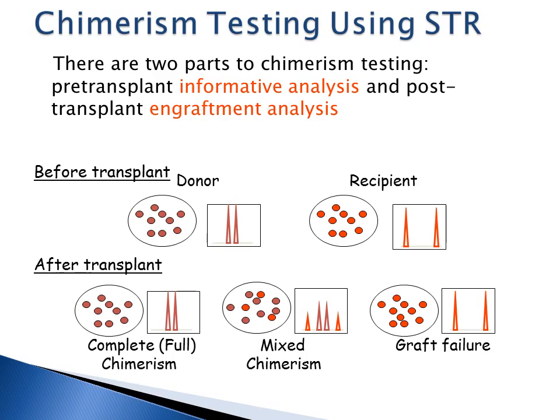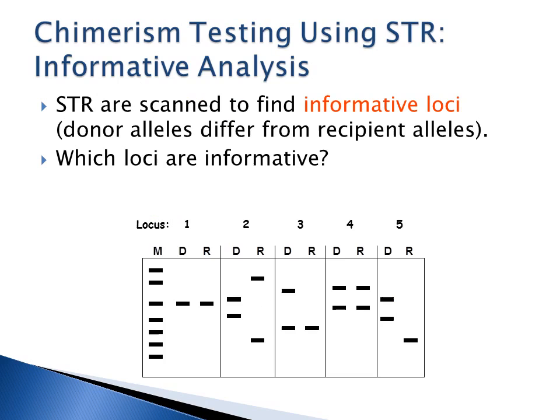If after the transplant the genotype matches the donor completely, that would be considered complete or full chimerism. If you see mixed cells, both donor and recipient, that would be considered a mixed chimerism. And if you only see recipient genotype and not donor, that would be considered a graft failure. So the recipient did not accept the donor cells.